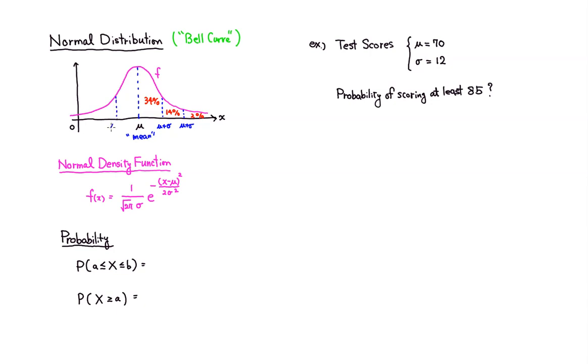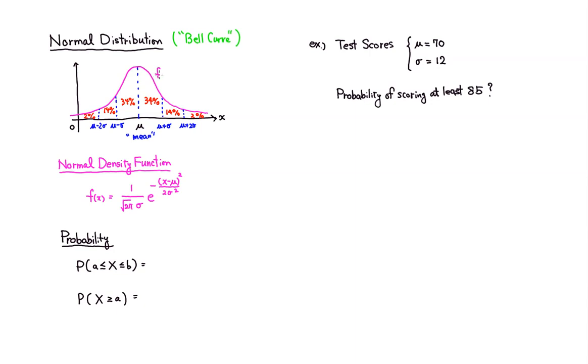So this is mu minus sigma. Oh, I forgot to put the 2 there. So this is mu plus 2 sigma, and this is going to be mu minus 2 sigma. And again, about 34% sits here, 14% sits there, and 2% sits there.